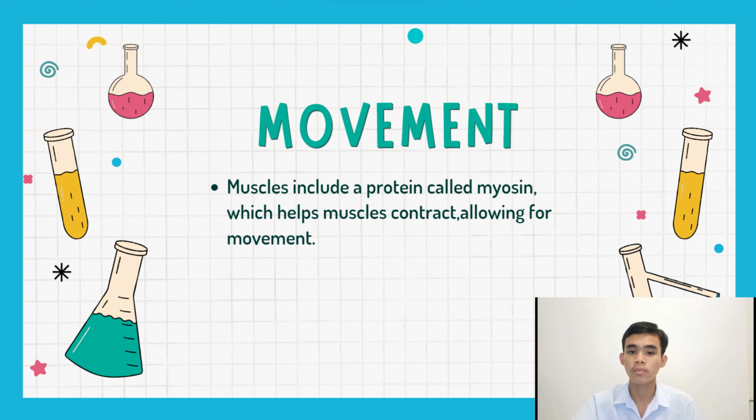Number 2, movement. Muscles include a protein called myosin, which helps muscles contract, allowing for movement. So, proteins are also essential for locomotion, and myosin helps to contract muscle, generating the needed force for muscle movement.